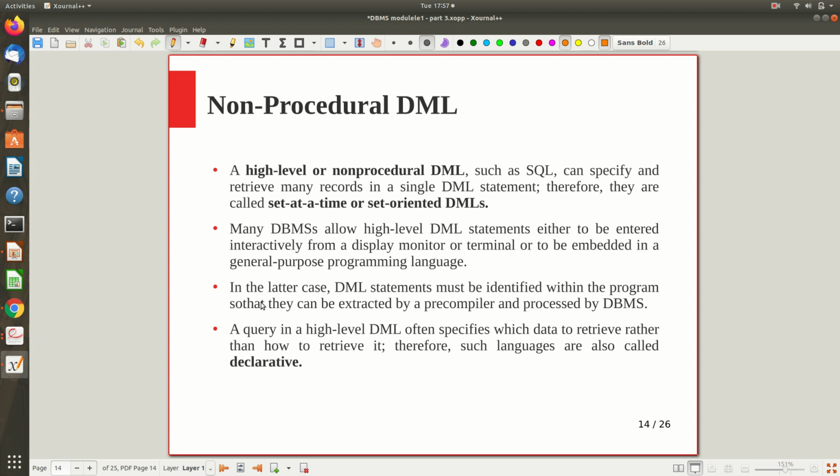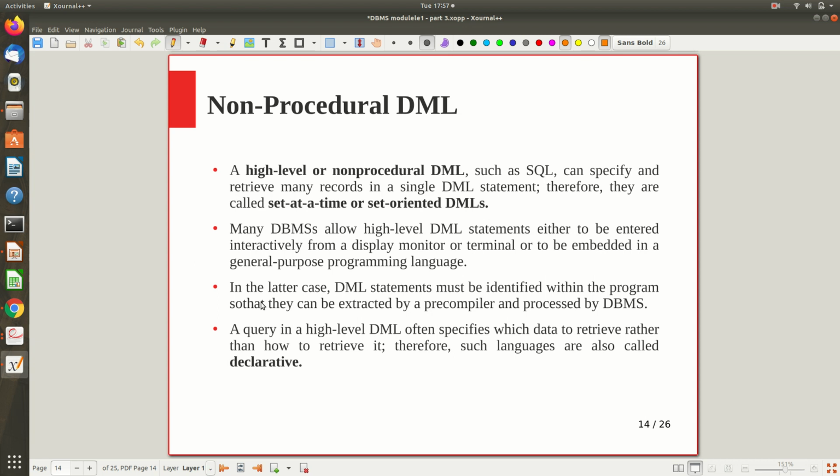Previously it was record at a time. At any time only a single record would come from the database, but here a set of records comes at a time. So we can call it a set-at-a-time DML or set-oriented DML. How those sets of records come is a different thing, about the implementation details. The SQL we have now follows this, and definitely this is time saving, right?